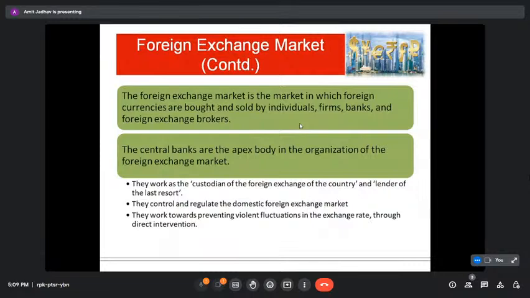The central bank is the apex body in the organization of the foreign exchange market. Basically, the central bank is the apex body that regulates and controls the foreign exchange market in a particular country. Similarly, established in 1991, there is the Exim Bank, that is the export-import bank. It also looks after the foreign exchange market as a representative of our central bank. They work as a custodian of foreign exchange in the country and a lender of last resort.